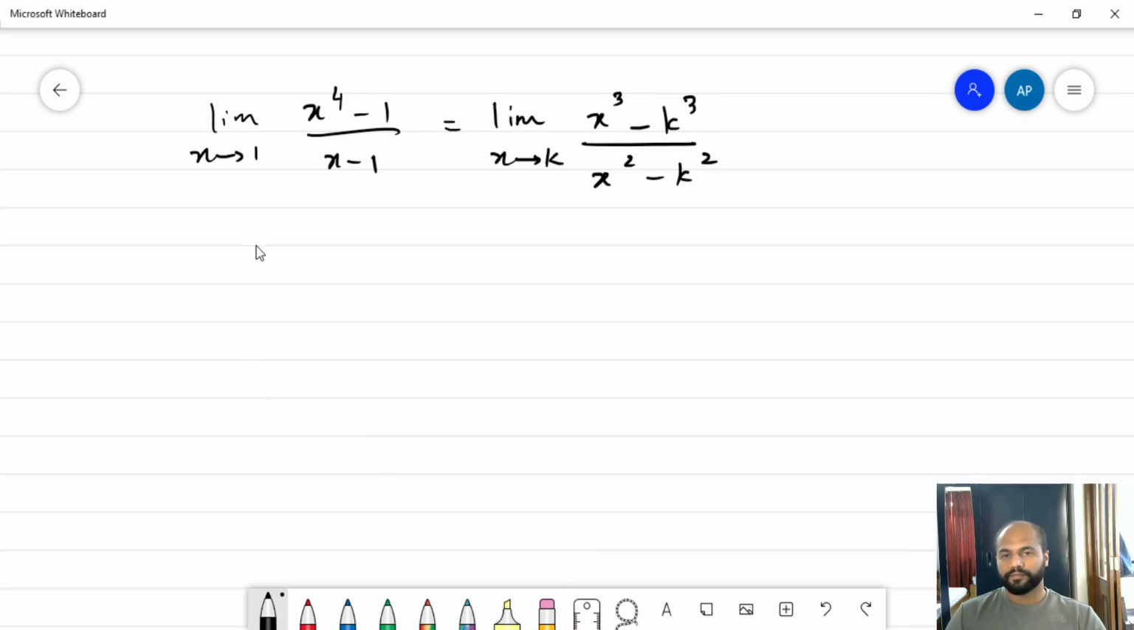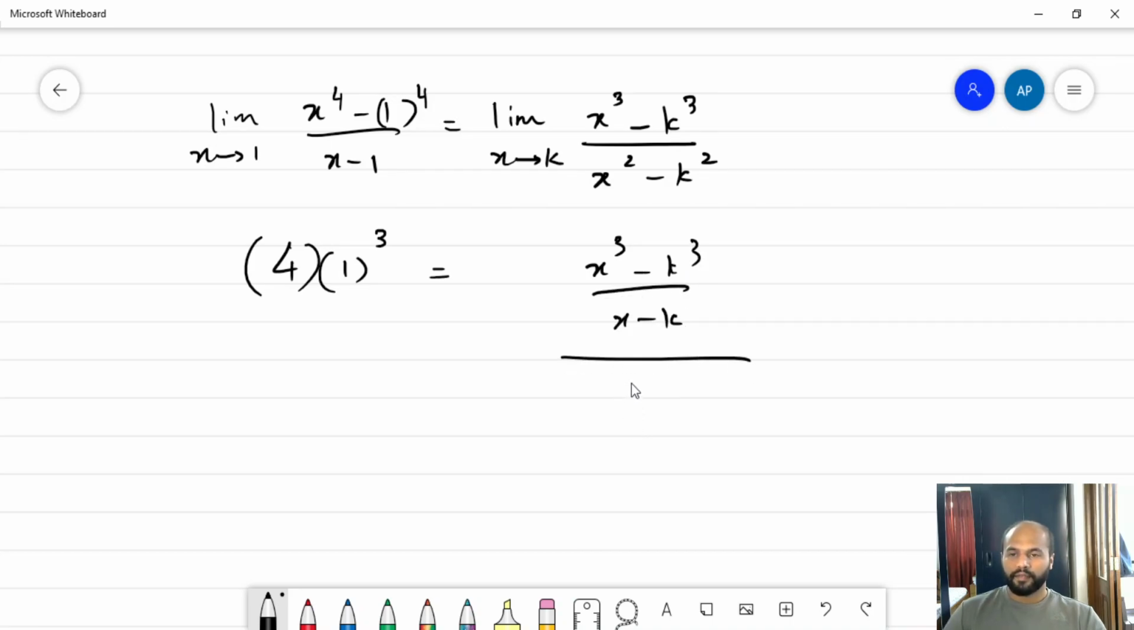So let's do this one. Now again, there are two limits given on the left hand side and right hand side. Let's write this as n, because this can still be written as 1 raised to 4, a n minus 1. That's what is given. And here, again we can shift it and we can write it x cube minus k cube by x minus k by x square minus k square by x minus k. Limit x tending to k in the numerator and denominator.